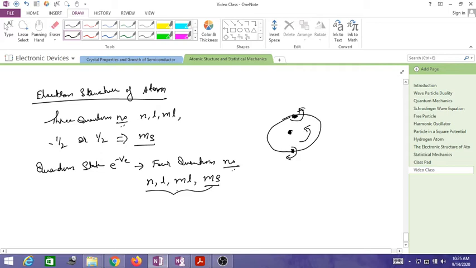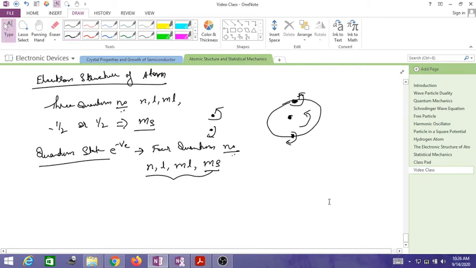All four together represent the quantum state of an electron, and ms can take a value of minus half and plus half. So one electron will spin in an anti-clockwise direction and the other electron will spin in a clockwise direction, and this spin is parallel or anti-parallel to the orbital momentum.